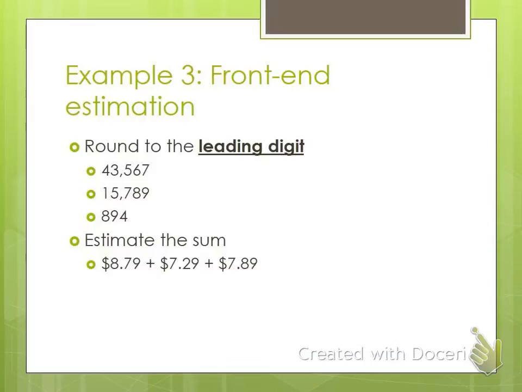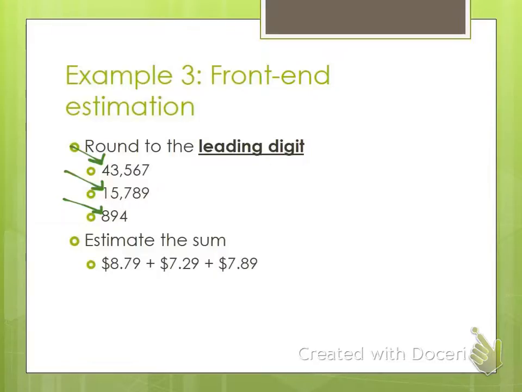With front-end estimation, I am rounding to the, read it with me, to the what? To the leading digit. To the leading digit. What does that mean? That means the very first number in my number, the very first digit in my number. So I'm looking to round to the leading place value. So here, place value is important.